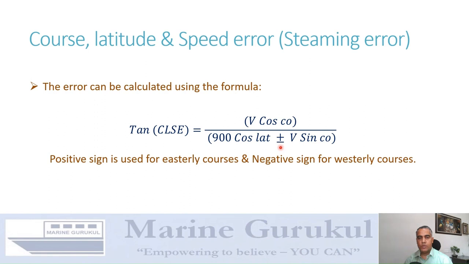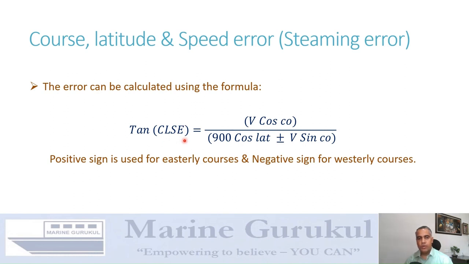You can easily understand the concept behind it. When the ship is moving in the easterly direction, it is adding up to the easterly motion of the earth. And whenever the vessel is moving in a westerly direction, it is reducing the easterly motion of the earth. Now, once we put all these values here in the formula, we are going to get the magnitude of the CLSE or the steaming error.